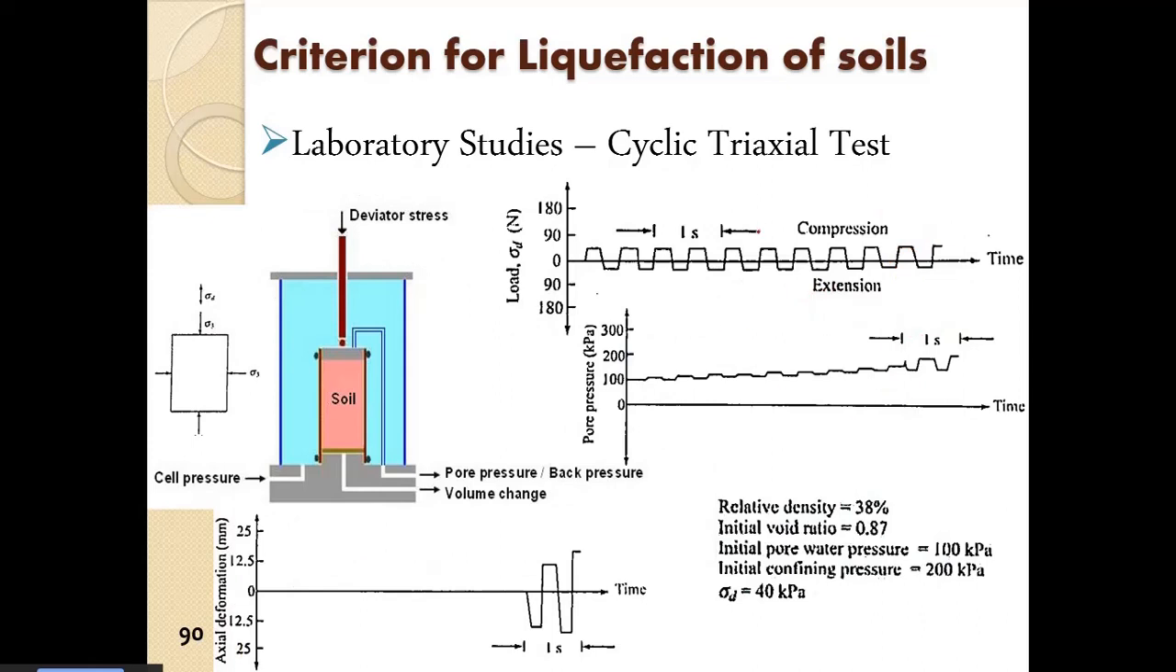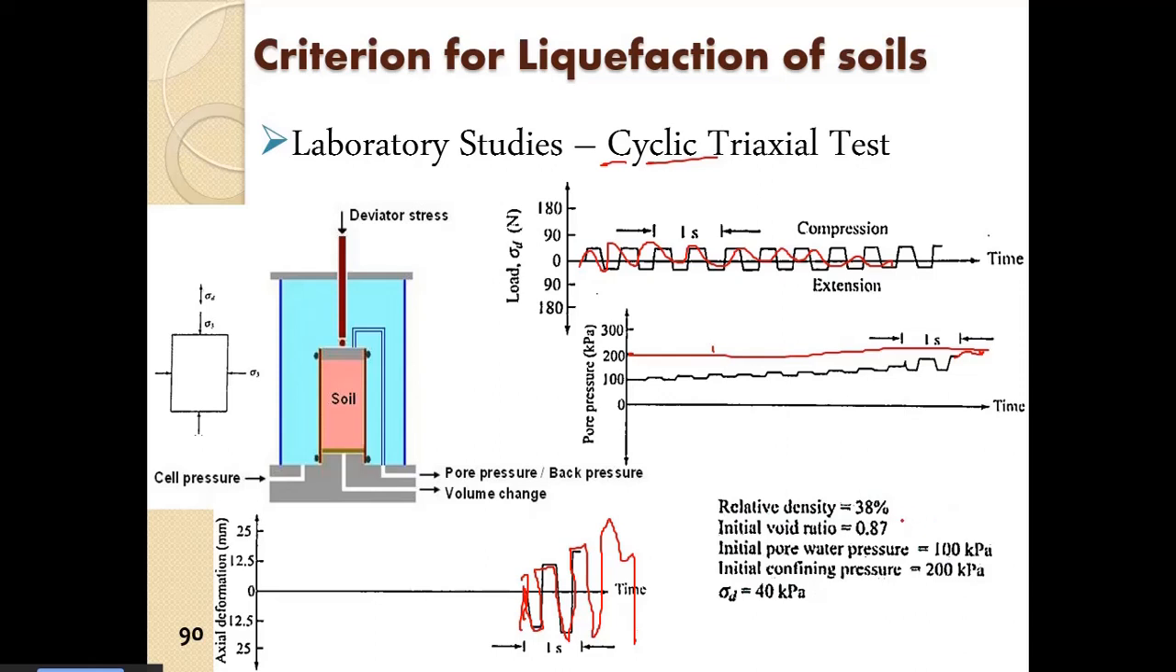So this is a test done by Seed and Lee in 1966. Extensive tests they have done. You can see with increment in deviatoric load, with the cycles they have applied, there is an increase in the pore pressure, and when it becomes 200, there is total liquefaction occurring, and only after a certain number of cycles we can see a significant amount of strains being developed in the sample.